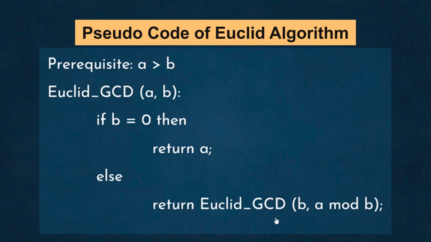So, what will be the pseudo code of the Euclid algorithm? The prerequisite condition, what is our assumption? We assume that a is greater than b. This is not the iterative approach, this is the recursive approach. When b equals 0, return a. Else, execute the Euclid algorithm: in place of a put b, and in place of b put the remainder, that is a modulo b.